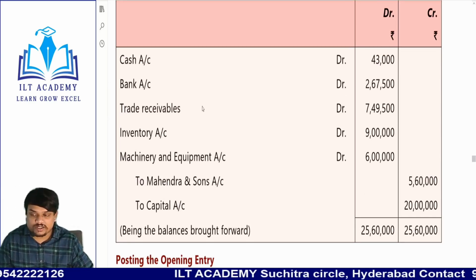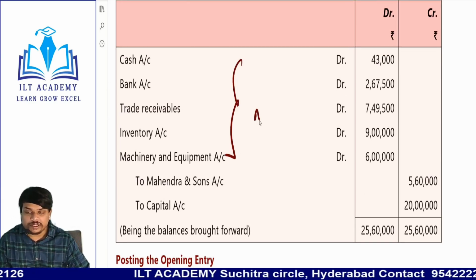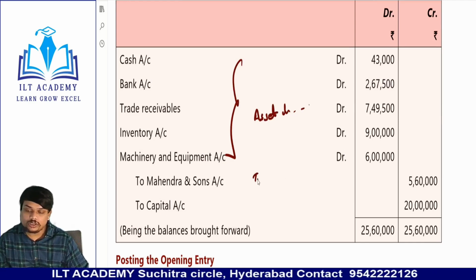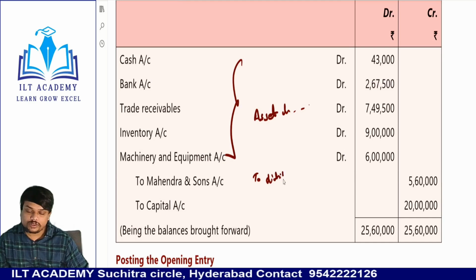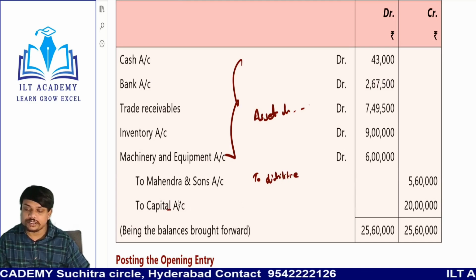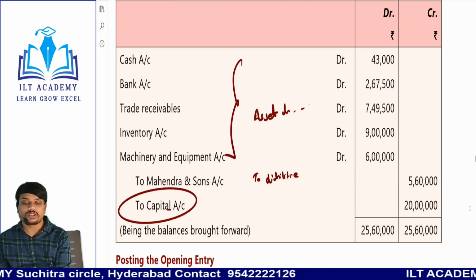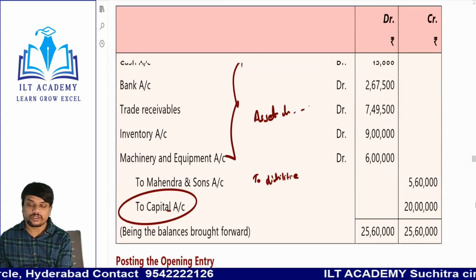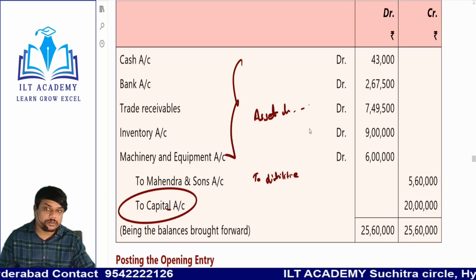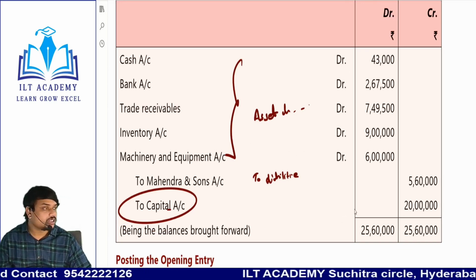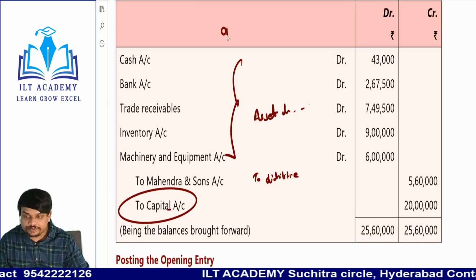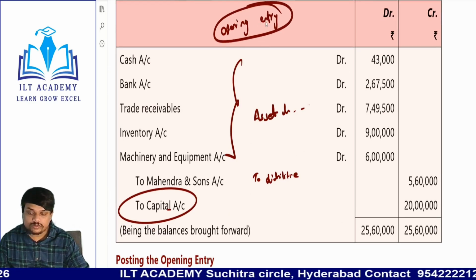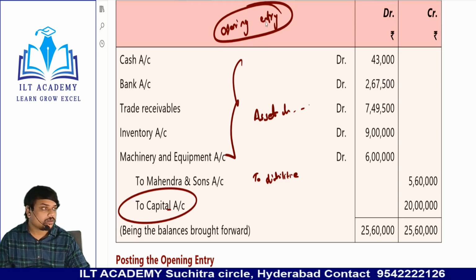Now opening entry is very easy. Assets account debit to liabilities. The balancing figure will be capital. But in this question it is already given, so not an issue. Okay, this is how you need to prepare all the assets account debit to liabilities to capital account. This is called as opening entry. Got it, ma?